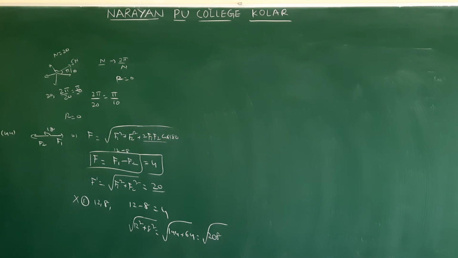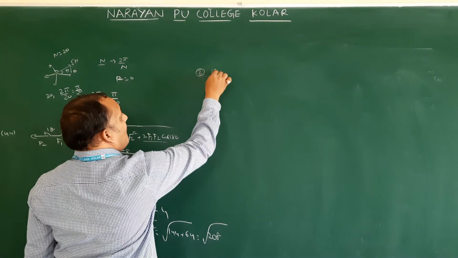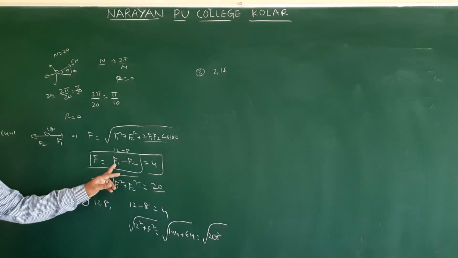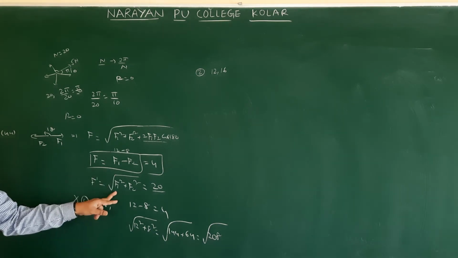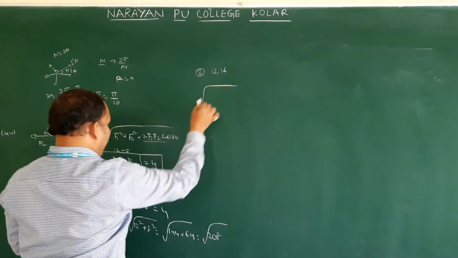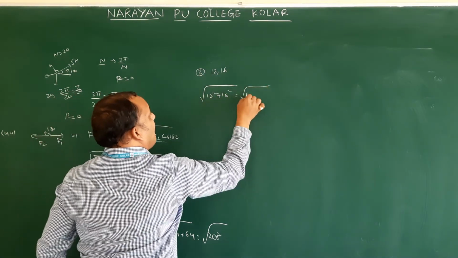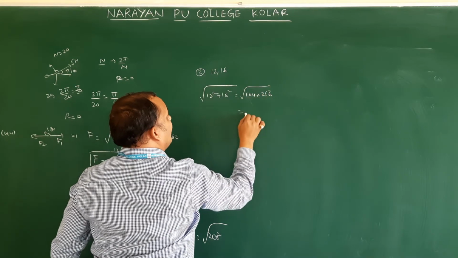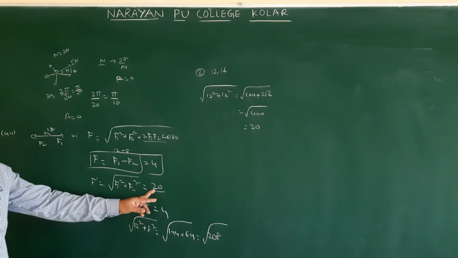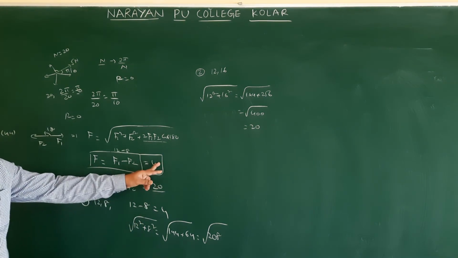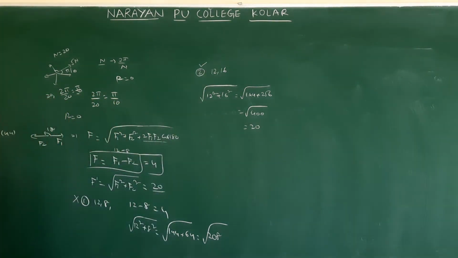Next, option 2: 12 and 16. 16 minus 12 is 4. Therefore, option 2 is correct for the first equation. Now see this one: F1 square means 12 square, 12 square plus 16 square. 144 plus 256, root 400. Root 400 means 20. Therefore, the second option satisfies both equations. Therefore, option 2 is correct.